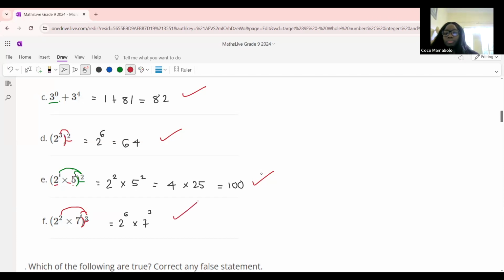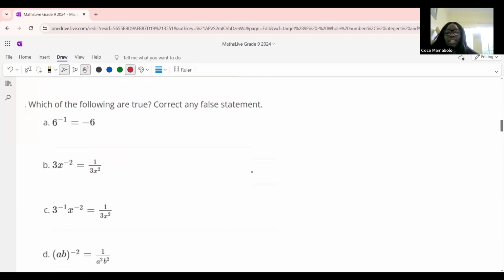All right, here's our next activity. The next activity says, which of the following are true? And correct any false statements. So if we find any of them are false, we should give the correction for each of them.